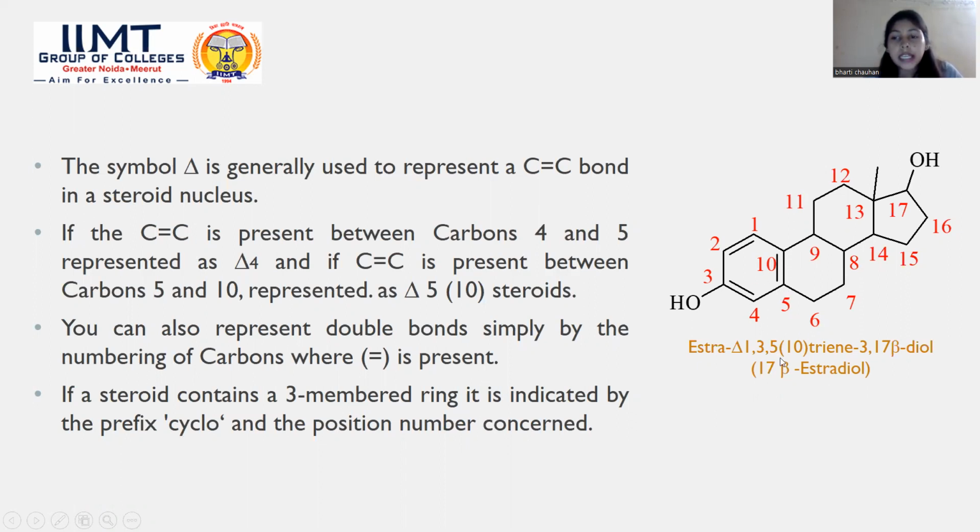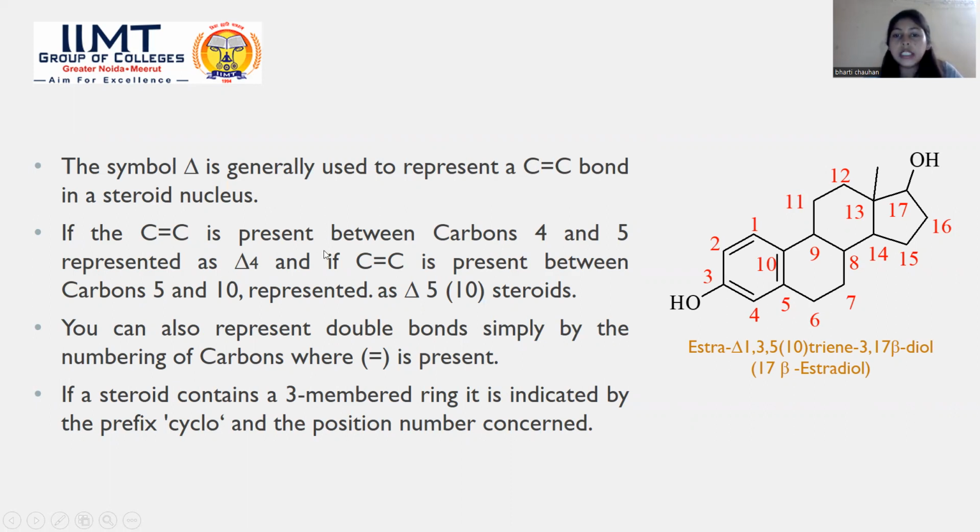Why is this written as bracket 10? Now I will discuss this also. If the carbon-carbon double bond is present between carbon 4 and 5, it will always be represented as delta 4. At the start, the double bond starts with carbon 4. If the double bond starts with carbon 4, then it will be denoted as delta 4.